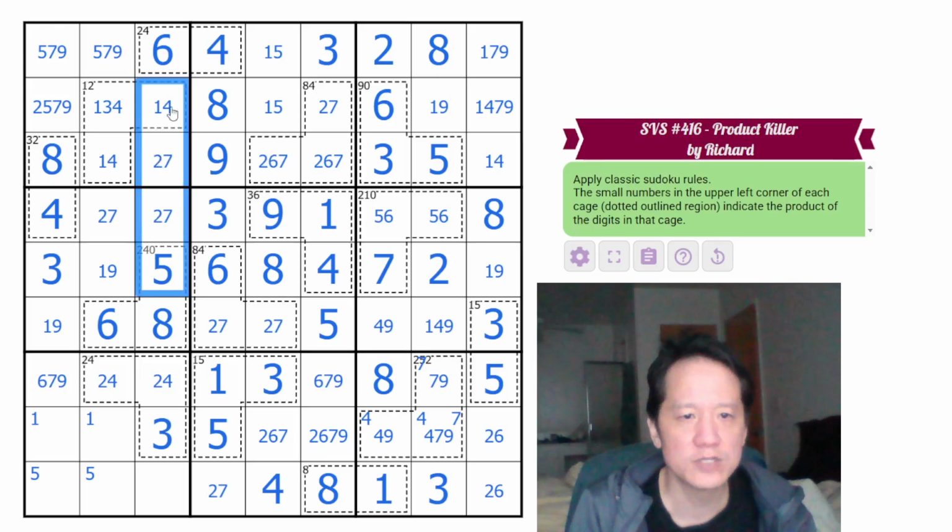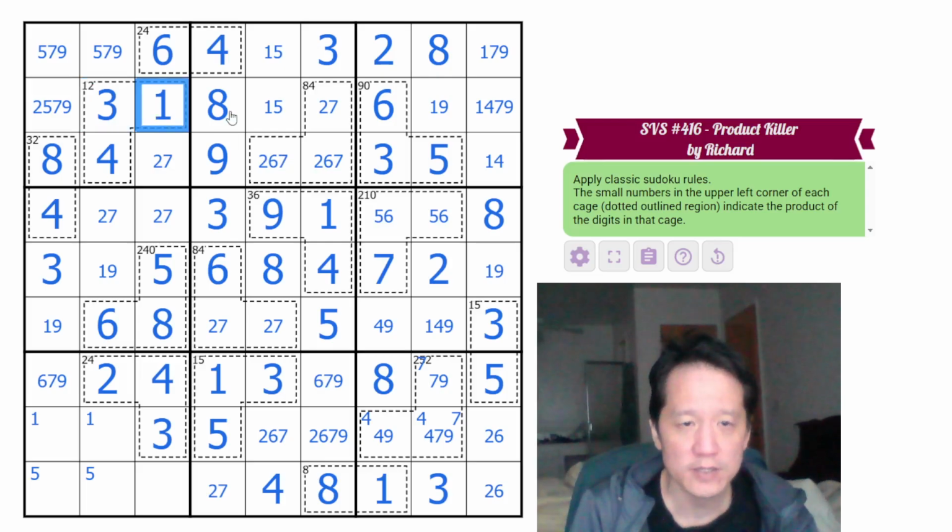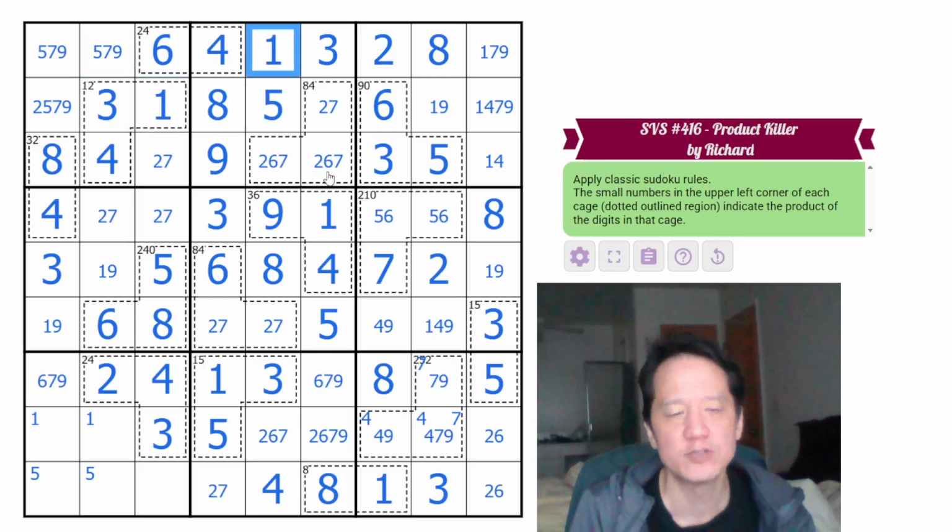We also have a 2, 7, 2, 7 pair in column 3, which eliminates 2 and 7 in the rest of the column. This can't be 2, so this is 4, which makes that 2. This 4 means this can't be 4, so this is 1, which makes that 4, which makes that a 3. This 1 means this can't be 1, so this is 5, which makes that 1.